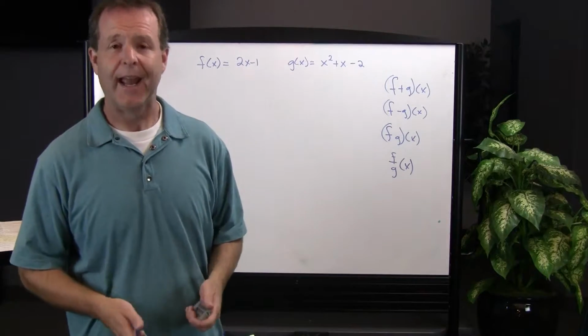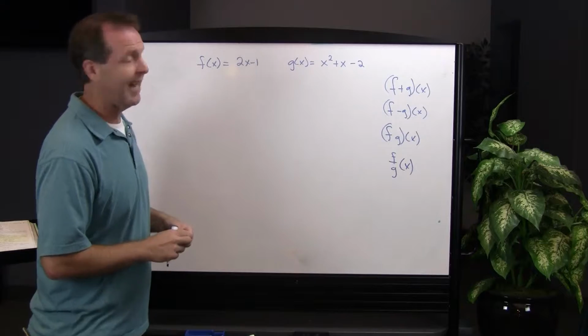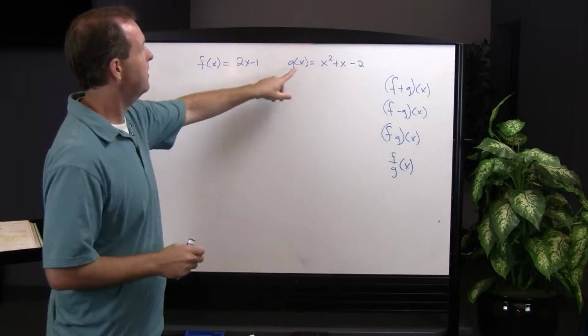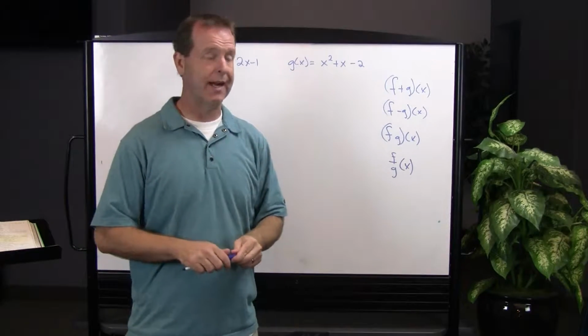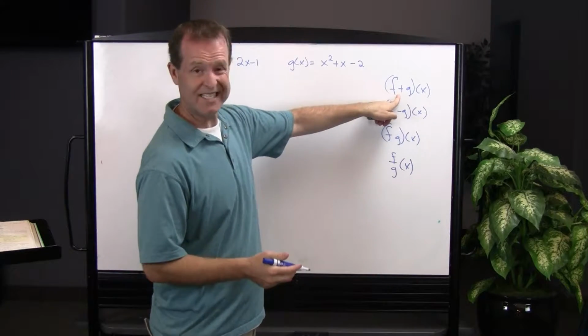We also want to look at how to combine functions. Right now up here on the board I have f of x equals 2x minus 1 and g of x equals x squared plus x minus 2. And the first thing I want to try and do is, what in the world is this thing?